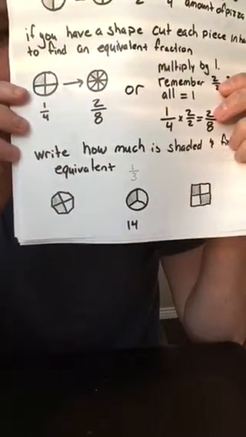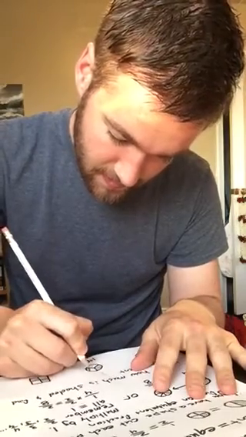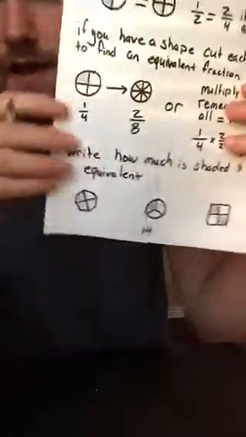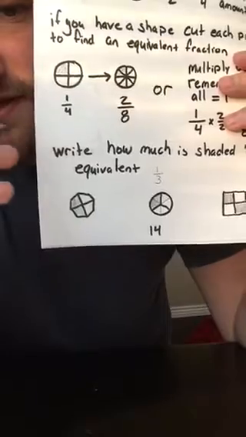And then let's remember our 2 ways of doing it. We can either just cut each piece in half. So let's start with that. 1, 2, 3. I cut each piece in half. And now, how many pieces do I have? I have 1, 2, 3, 4, 5, 6.